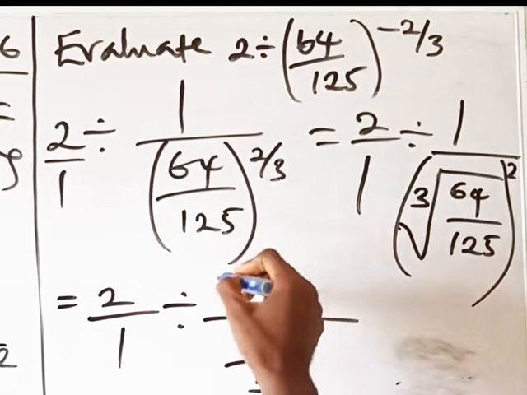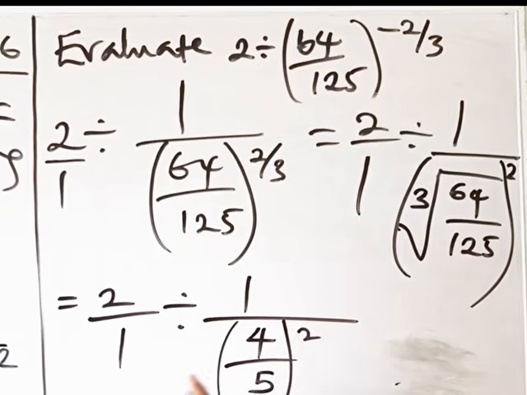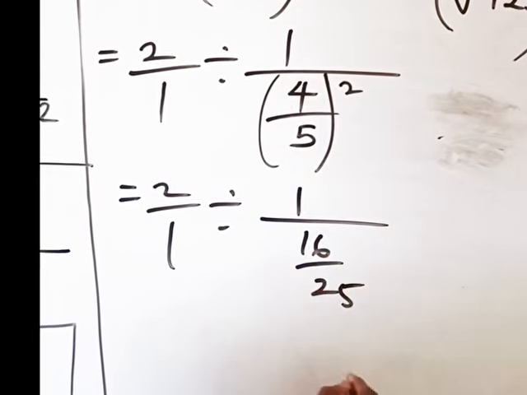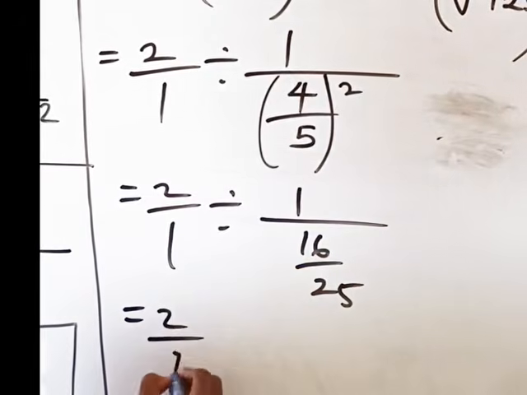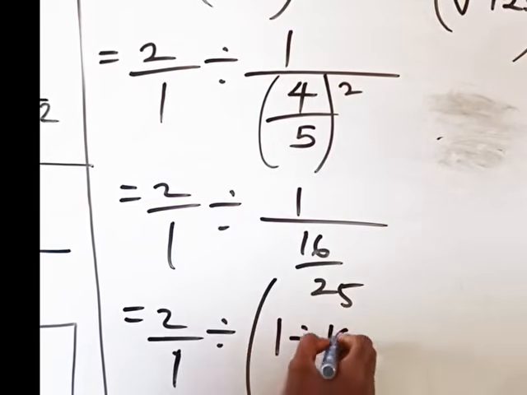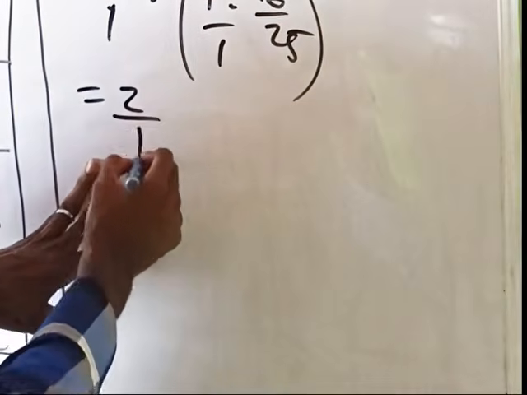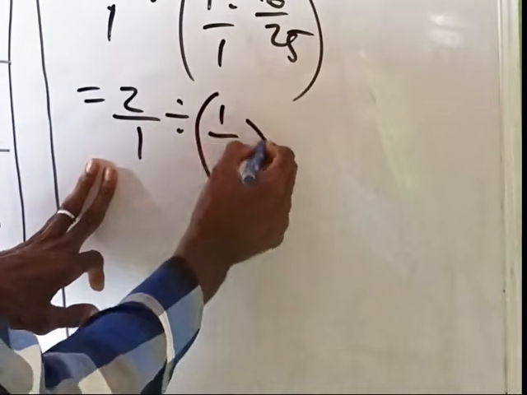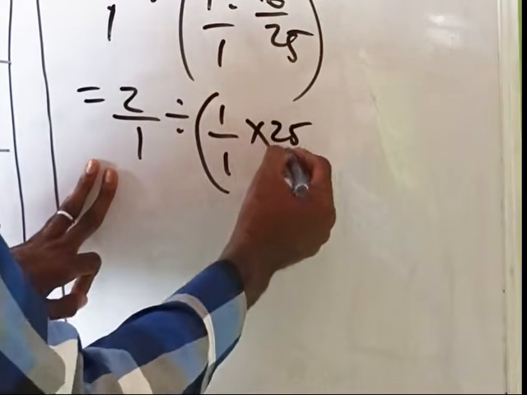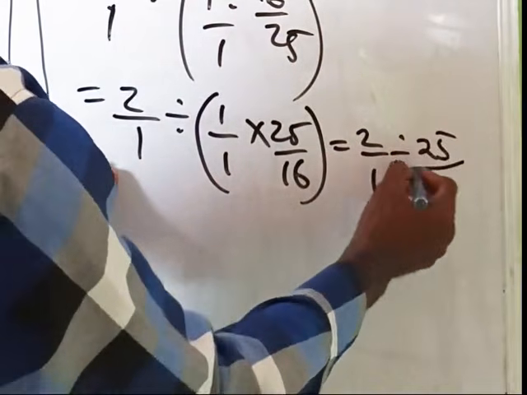Now, we solve this. It's still raised to power of 2. So that's going to be what? 2 over 1 divided by 1 all over 16 divided by 25. And that would be 2 over 1 divided by 1 divided by 16 over 25. This one is 1 over 1. And that's going to be 2 over 1 divided by 1 over 1 times, if I change this division to times, 25 will go up, the numerator comes down, 25 over 16. So that's going to be 2 over 1 divided by 25 over 16.